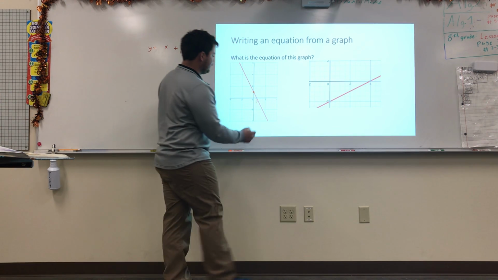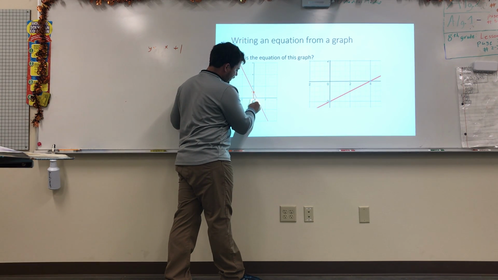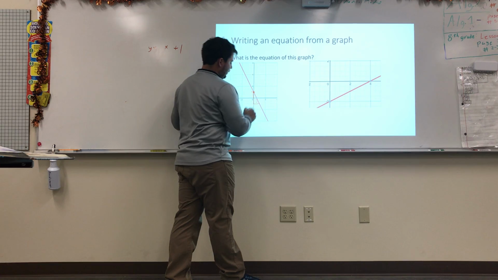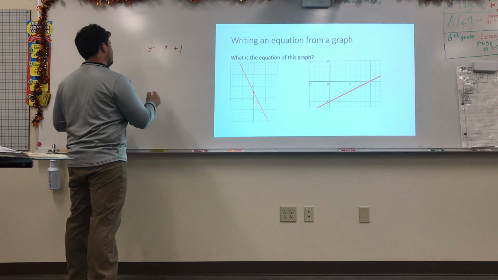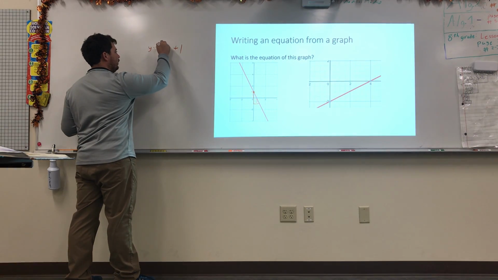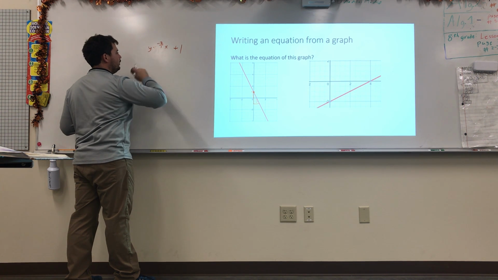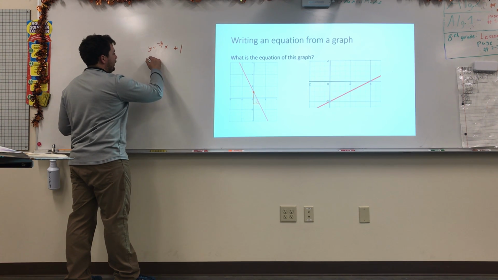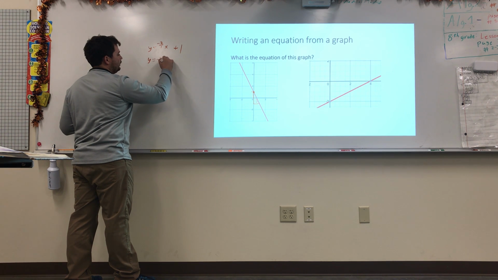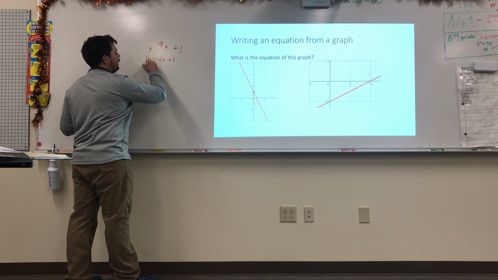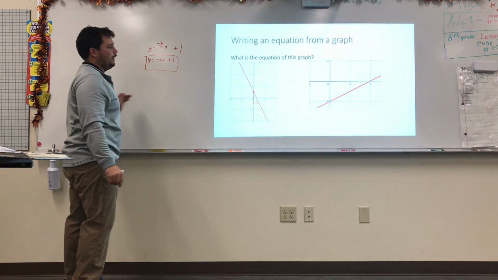Alright, now I need to find the slope. I'm going to go down 1, 2, and that will make me go over 1. So my slope is -2 over 1. I went down 2 to the right 1. So this is my deal. So y equals -2x plus 1 is my equation for that line.